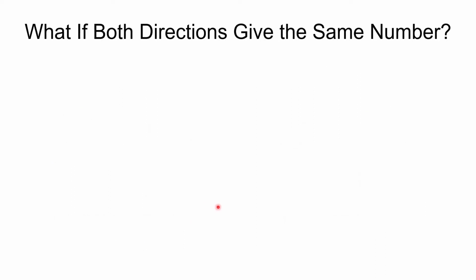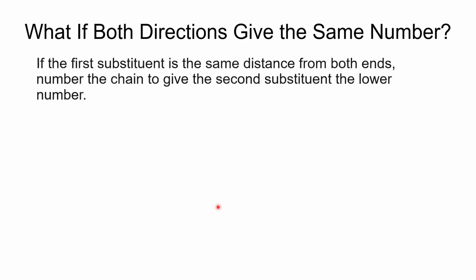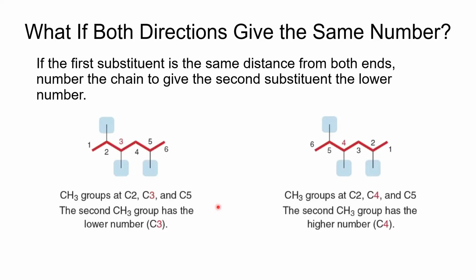Well, what if both directions give the same number? If that's the case, then look for the next substituent. In this case, if we number from the left, you'll see 1, 2. The first substituent is at position 2. If we number from the right, the first substituent is at position 2.